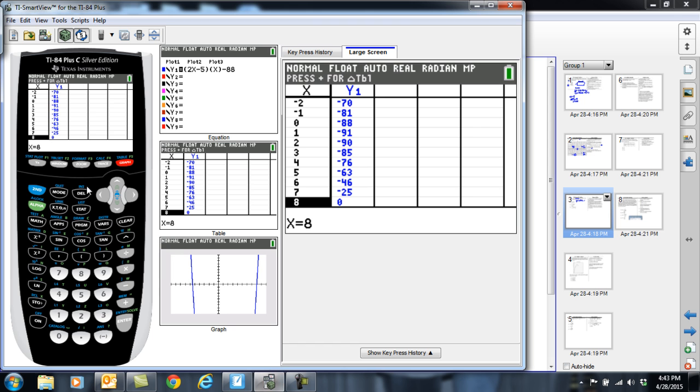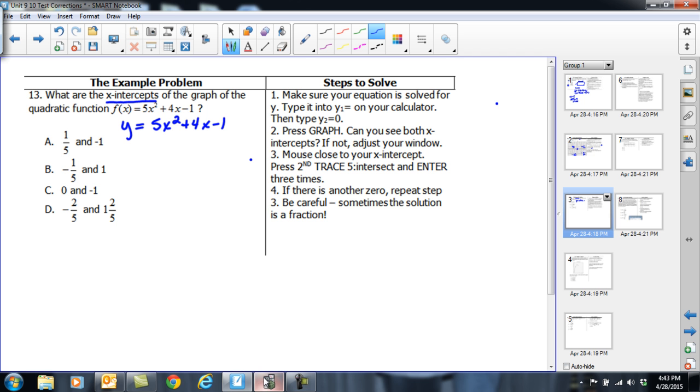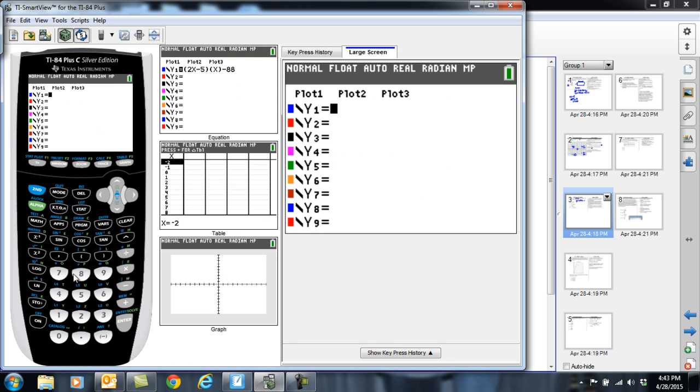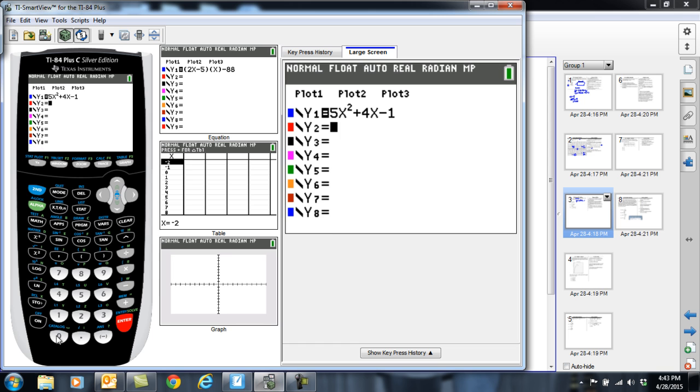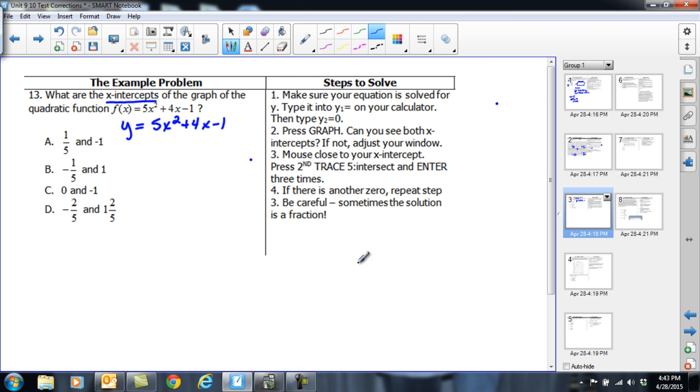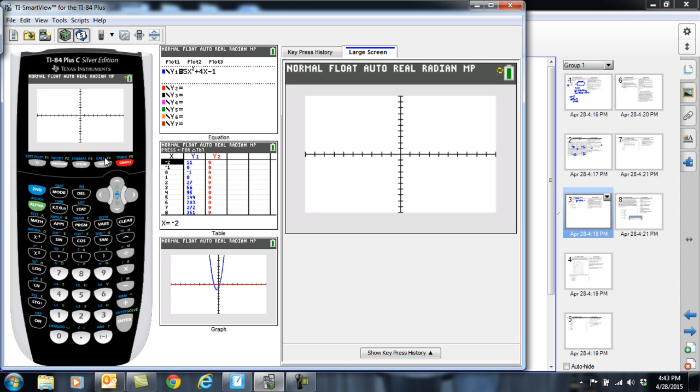So grab your calculator. Into y1, we're going to type our equation, which is the 5x squared plus 4x minus 1. And then in y2, we're going to put 0. And then we're going to graph. And we're going to make sure we can see both x-intercepts on our picture. So we're going to press graph. And I can see both x-intercepts. There's one here and there's one here. So they both show up, so I don't have to adjust my window at all.